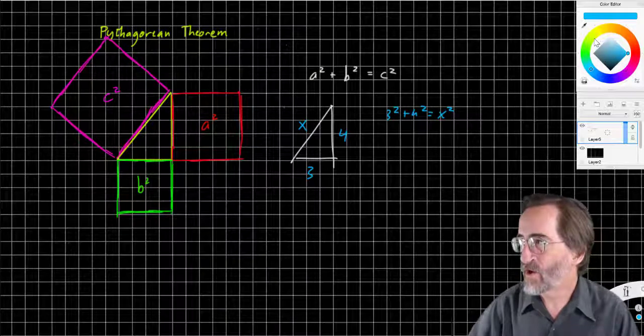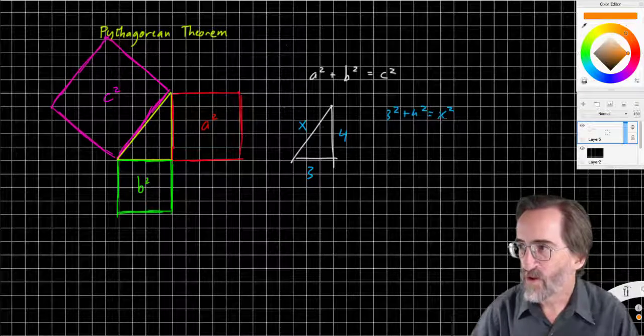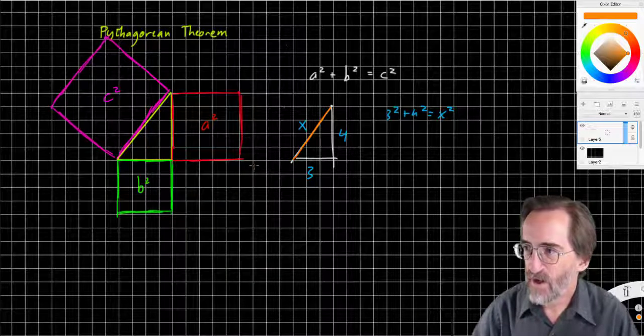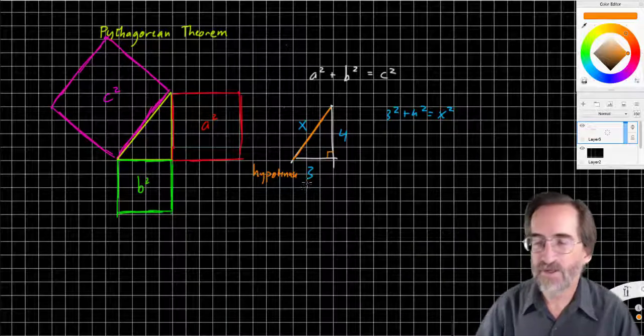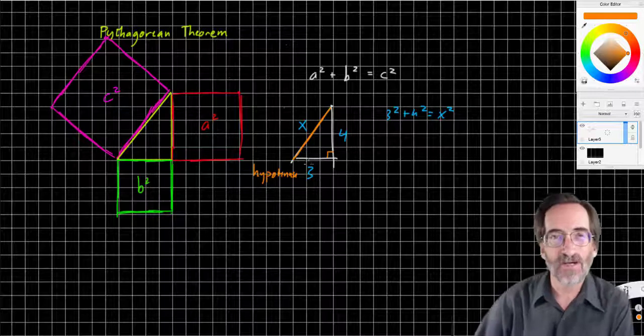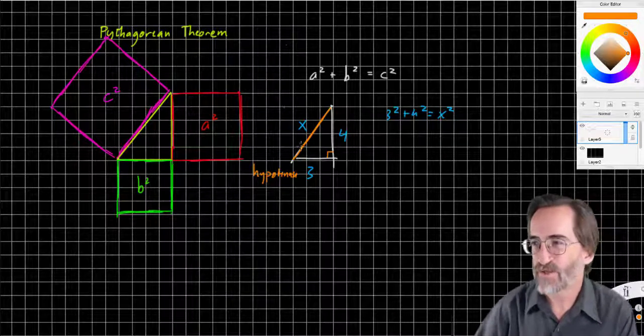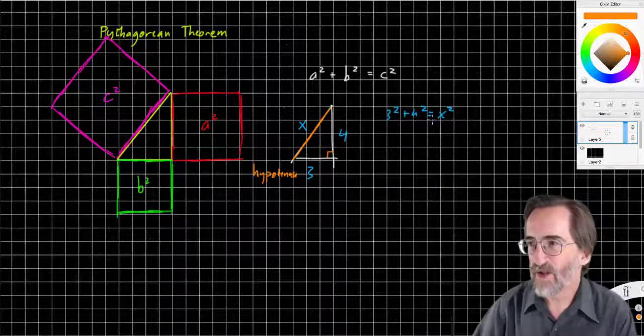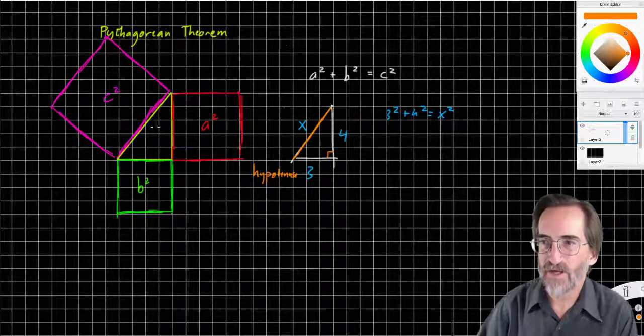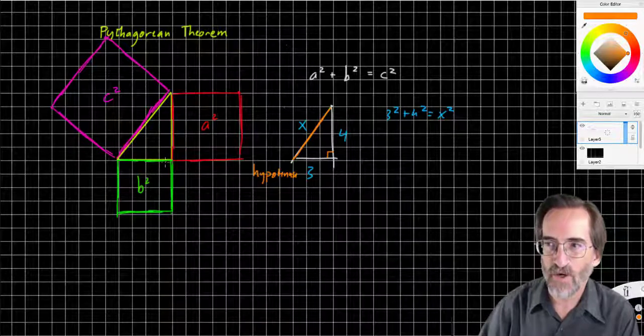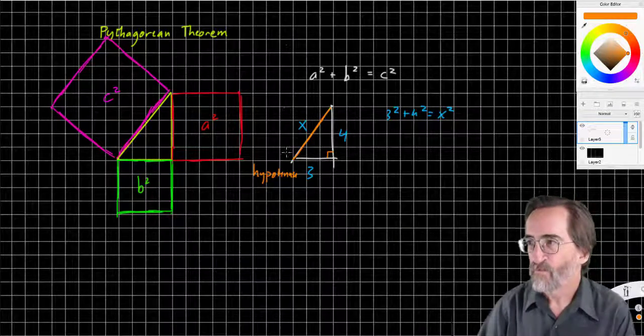Now, when implementing this, it's really important to recognize the one that goes by itself is the hypotenuse. It's the long diagonal. It's opposite the 90-degree angle. It's the longest side on a right triangle, so hypotenuse. So the hypotenuse in the Pythagorean theorem is always the one that goes by itself because it's the two smaller squares that equal the larger square.